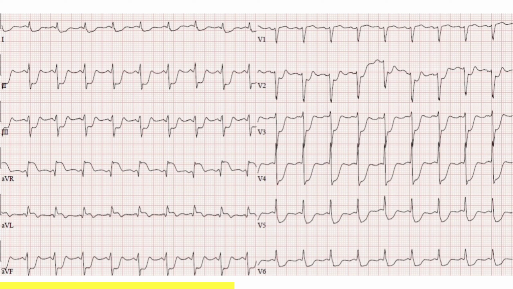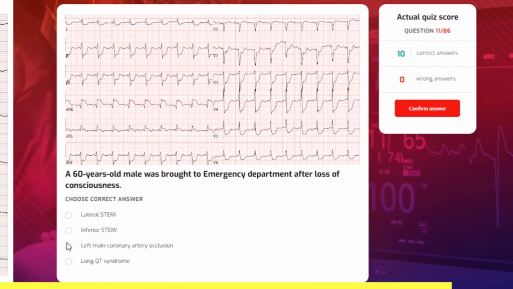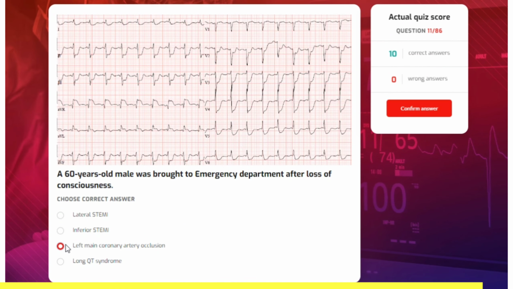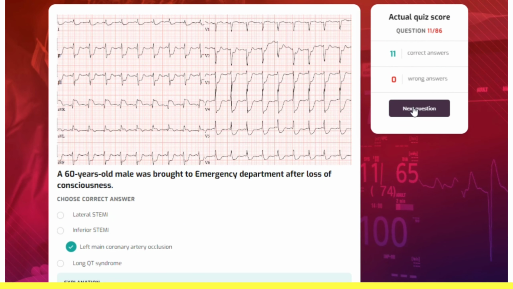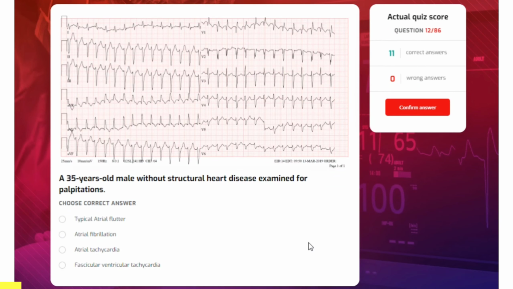As we can see in this ECG, the widespread horizontal ST depression most prominent in leads 1, 3 and V4, V5 and V6. ST elevation in AVR and V1, suggesting left main coronary artery occlusion, which is given here as the 3rd option. So let's check our answer. It's correct.